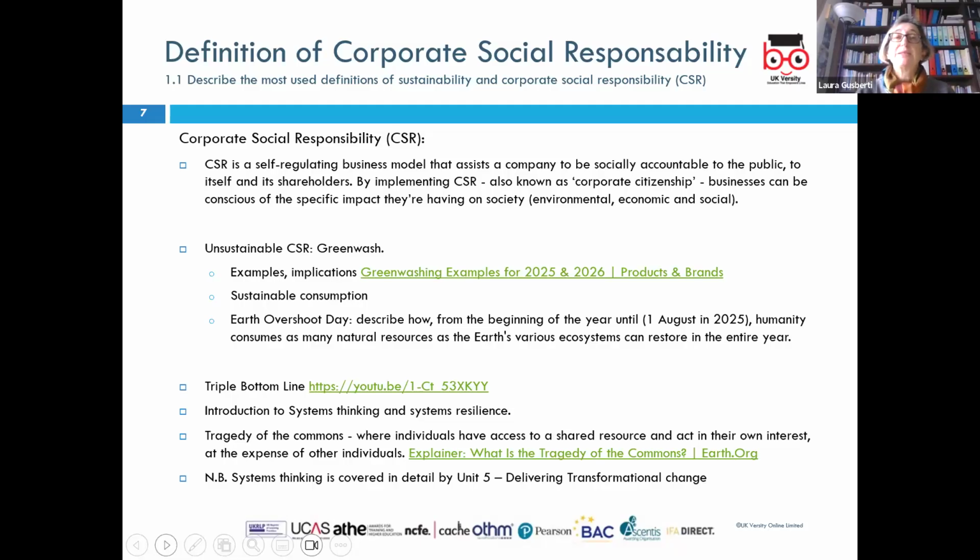And we know that nowadays people who are looking for jobs are also looking for this type of credential from companies. And sometimes corporate social responsibility comes across as unsustainable. So what is called greenwashing? I have introduced a link here of an example of greenwashing that you can look at in your own time. So we know that when the claims made by organizations are not really sustainable, we talk about greenwashing.